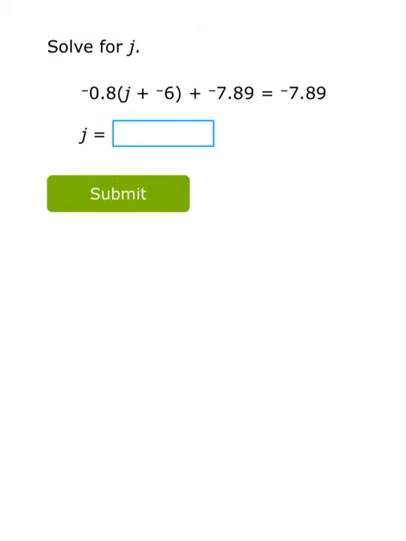Alright, last problem. Woohoo! These would be challenge level problems, so like 90 or above. The first thing we need to do is distribute out this negative 8/10. So don't get scared because there's decimals involved. It's okay. Go ahead and multiply negative 0.8 times j, which would give me negative 0.8j. And then negative 0.8 times negative 6 would be negative 4.8. Don't forget to pay attention to your signs because it can throw your whole equation off if you miss one of them.